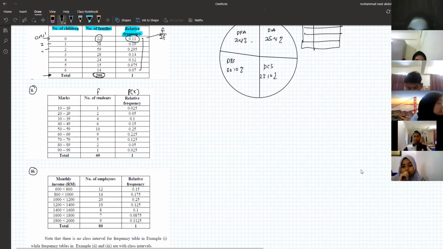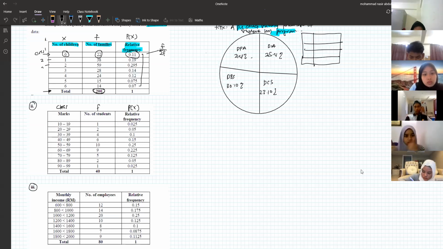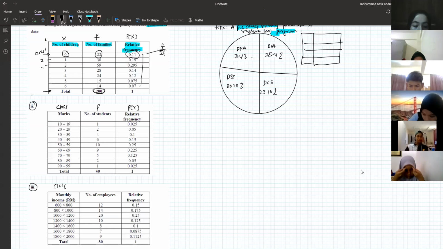This is not X, but the difference between the first table and the second table is, for the first table, we already have the X value because it represents a whole number. But for the second table and third table, we don't have X value. This is not your X value. This is your class column, right? So to get the X value, which is your midpoint, the middle value, we need to calculate using some formula, right?